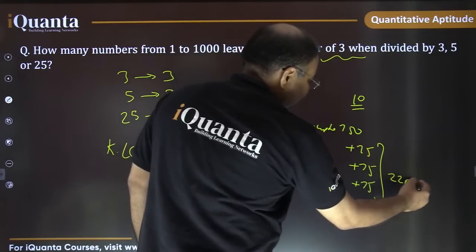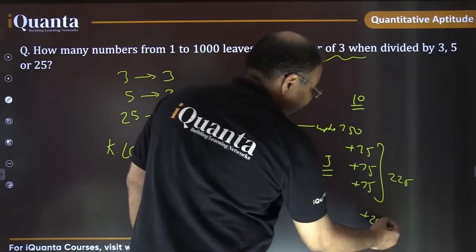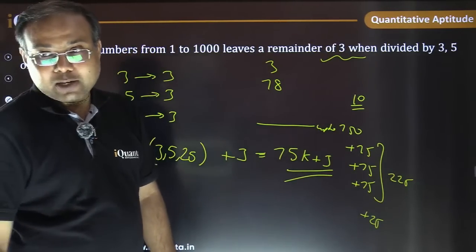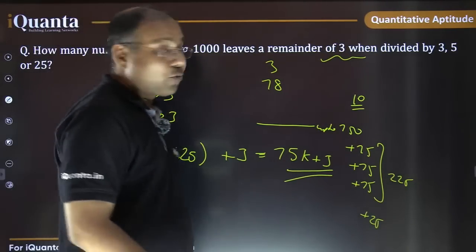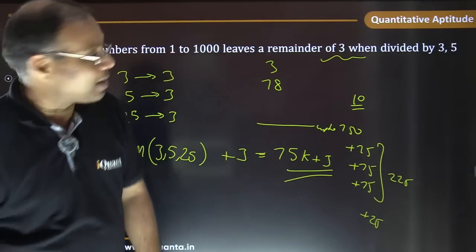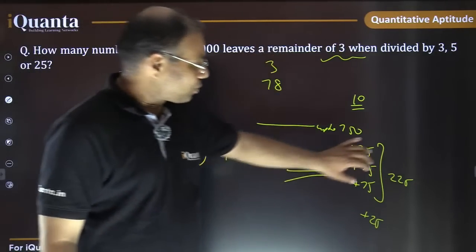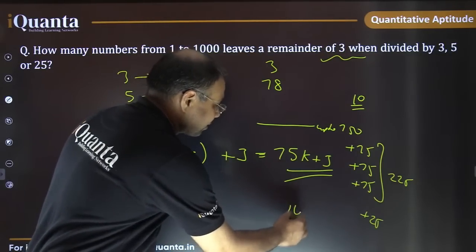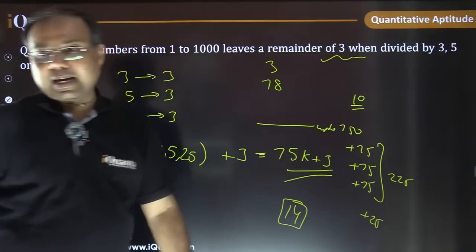225. Now there are still 25 more numbers remaining, and there will be one more number because my number is 75k plus 3. Yes, plus 1. That's true. There will be one more number. So answer would be 14. 13 is not correct. 14 would be the answer. So 10 plus 3, 13, and one more number. So 14 is the right answer.